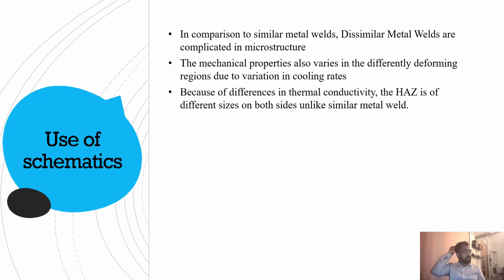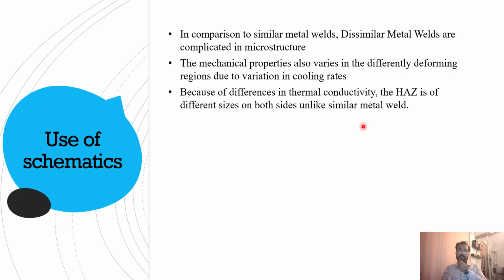So for example, you can use schematics for whatever you want to say in a presentation. If I want to talk about differences between similar and dissimilar metal welds, then I can write these 3 lines in the form of text on a presentation, and it is not very good, but it is also not very bad. So for example, I want to say that similar metal welds and dissimilar metal welds.